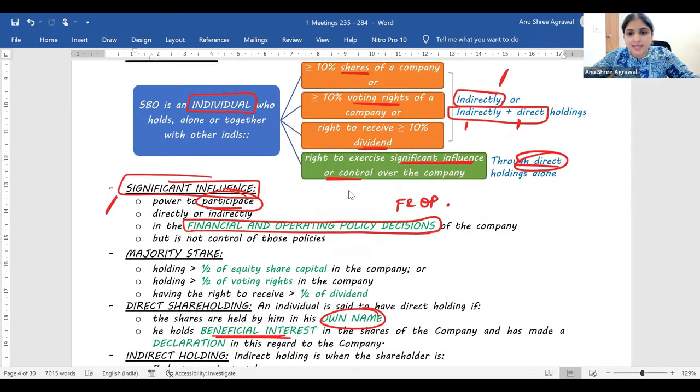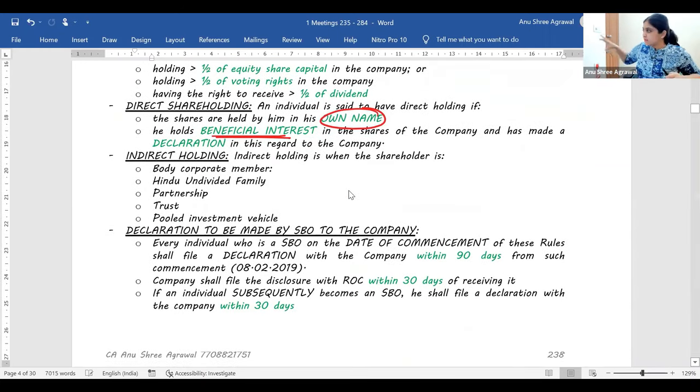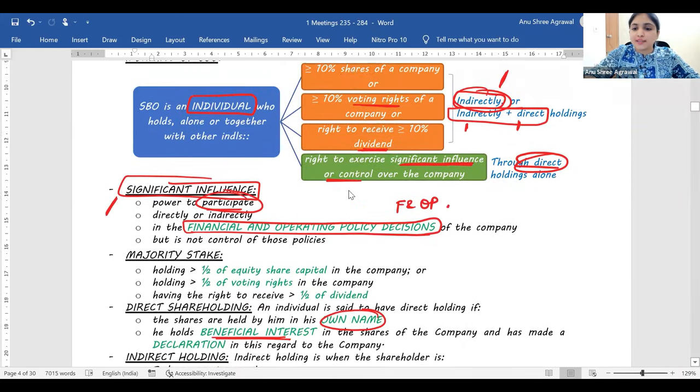Indirectly means what? We said indirectly here, right? What is indirectly? Indirectly means imagine me, one entity and a company. I am not directly having shares in the company. I am not directly having dividend in the company. I am not directly having voting rights in the company. I have majority stake in one entity. This entity has 10% shares, 10% voting rights, 10% dividend. That is indirectly. Okay, so now let's look at this once again.